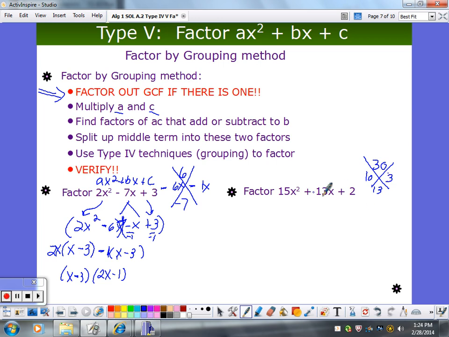Right, because they're positives, they're all going to be positives. 15 and 2 would work if there was like a negative 30 involved, but I'm adding everything. And if you want to put the little X's here to remind you where they go, then I'm going to flip this guy up. Yes, ma'am?